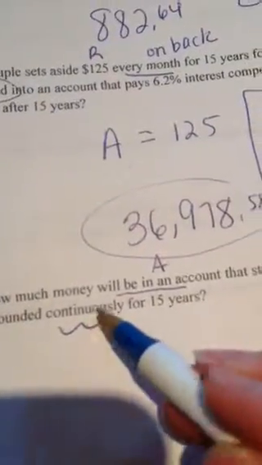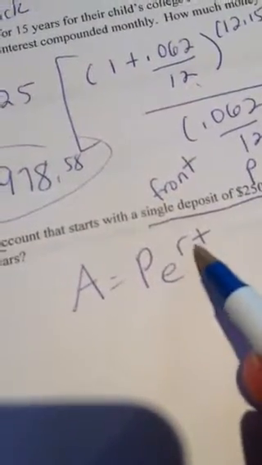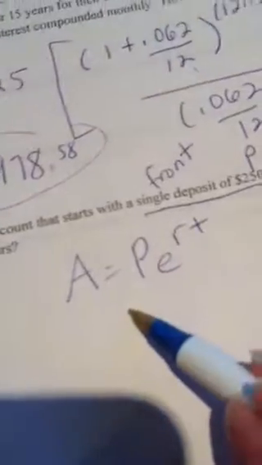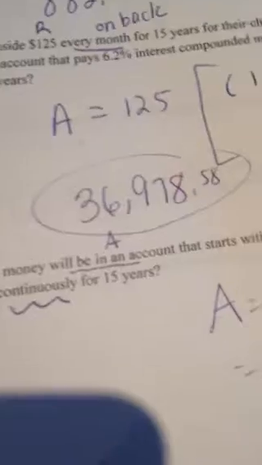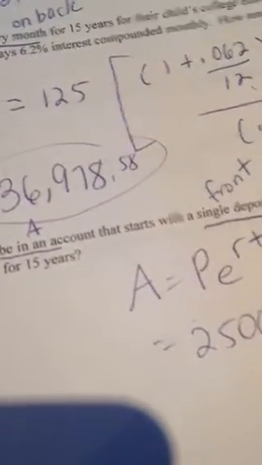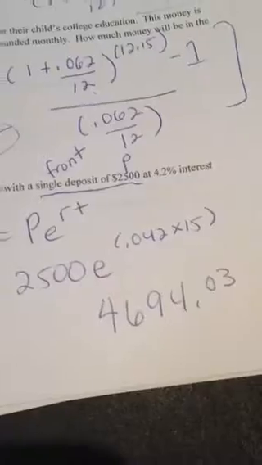If you see the word continuous, there's only one formula you can use, and that's PERT. Be careful that you know this one, because on your cheat sheet it's really small. People think that's an N, but it's RT, okay? So you put down your P, it's 2,500. E is on your calculator. Your rate is 0.042, and your time is 15 years. You can type that in all at once. Hit equals 4694.03, and you're done. Okay, so that's it for page 24 and 25.